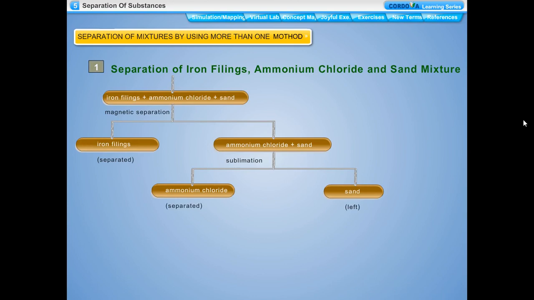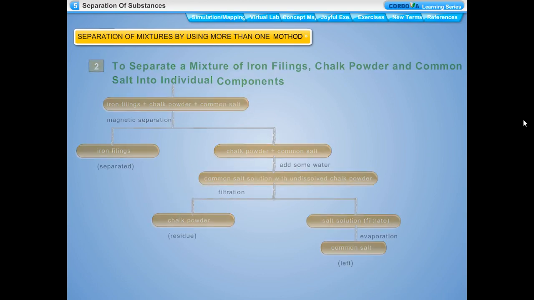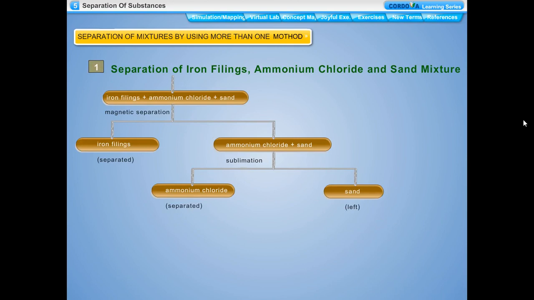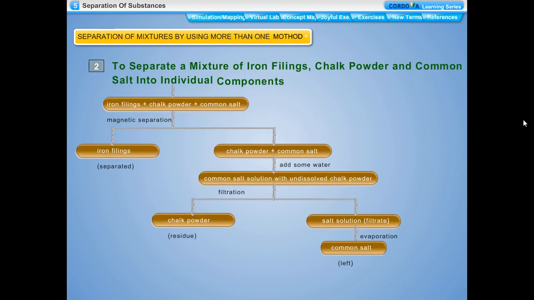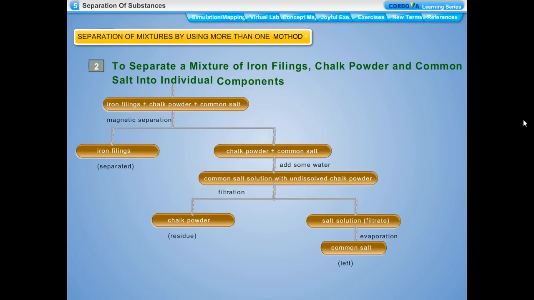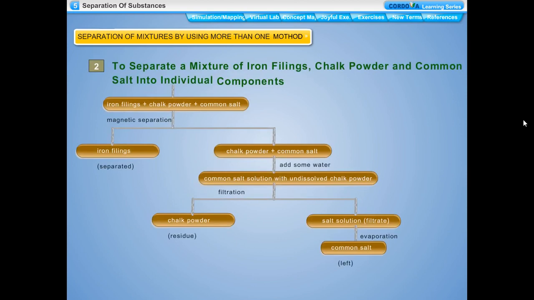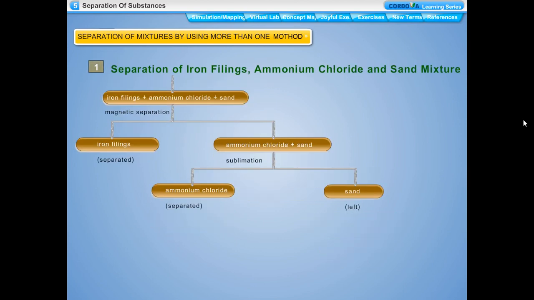Separation of mixtures by using more than one method. A mixture that has only two components can be separated by a single method. On the other hand, a mixture that has more than two components can be separated into individual components by a combination of methods of separation. These methods are applied one after another. Let us consider some examples.